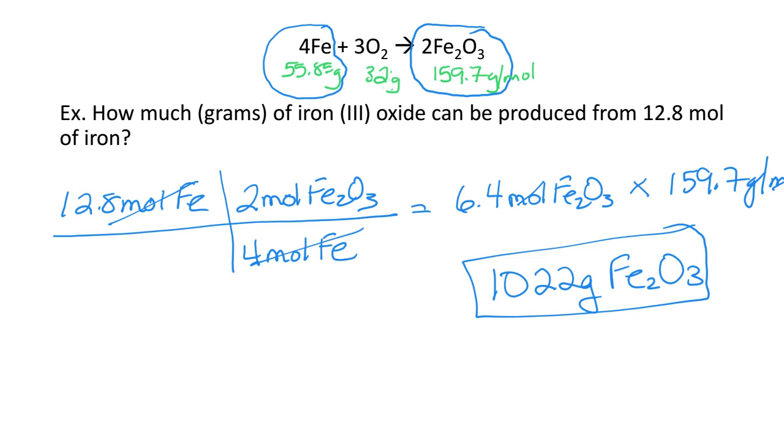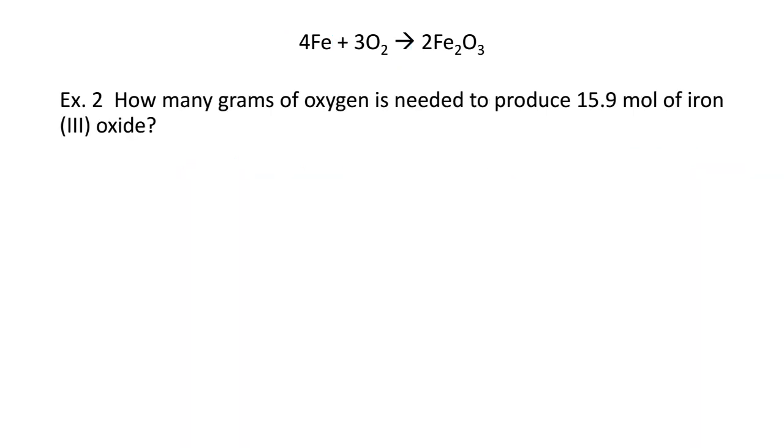Okay, let's try another example. For this example, we're looking at how many grams of oxygen is needed to produce 15.9 moles of iron 3 oxide. Once again, I'm going to put my molar masses at the top. Remember, they're the molar masses of just one of them, so that's 159 grams per mole, not a whole bunch of them.